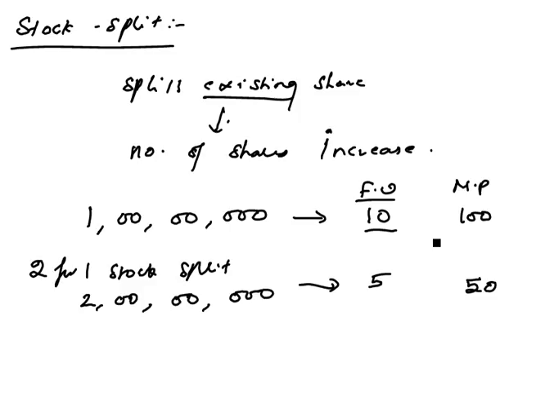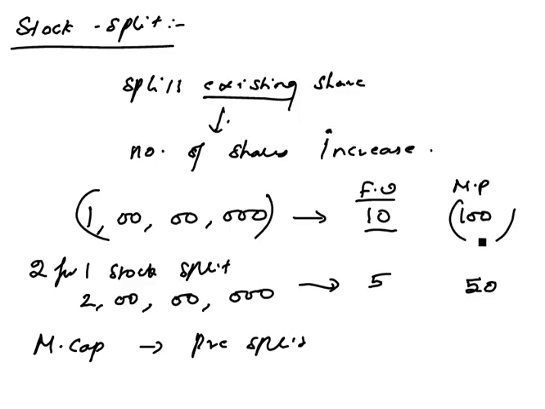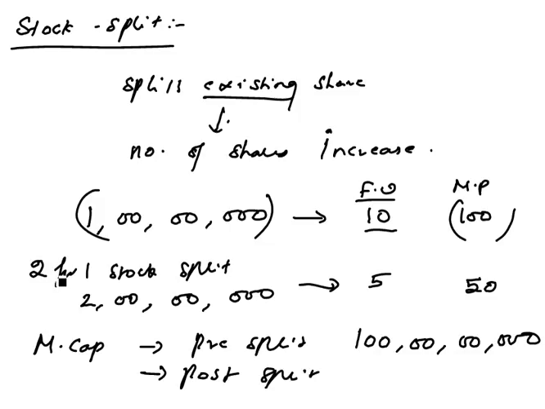However, if you multiply the market capitalization pre-split, just multiply this into this, it will be the same after the split. For post-split, multiply this with this. So again, the market capitalization is the same. So this raises a question: why is the company doing this type of stock split? What is the reason for doing this stock split?